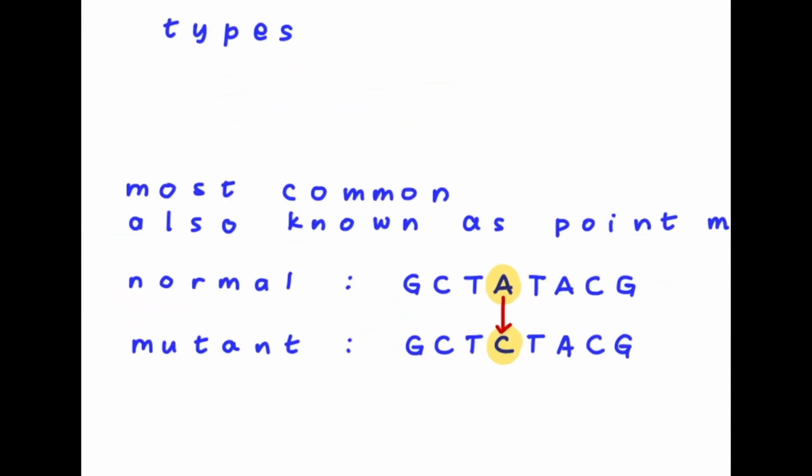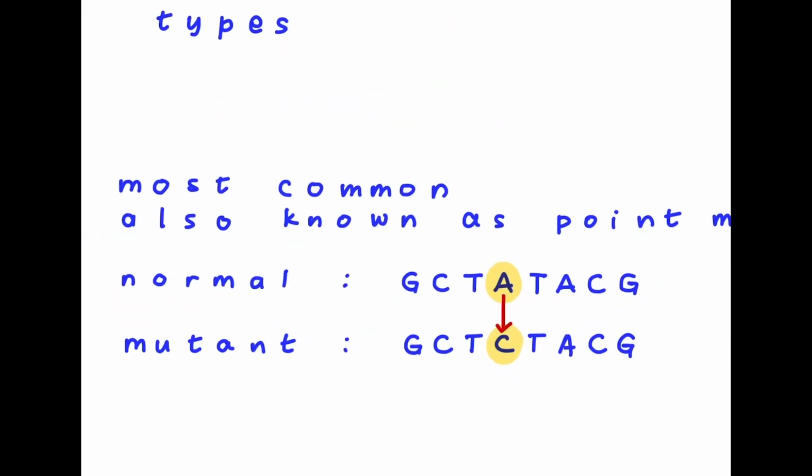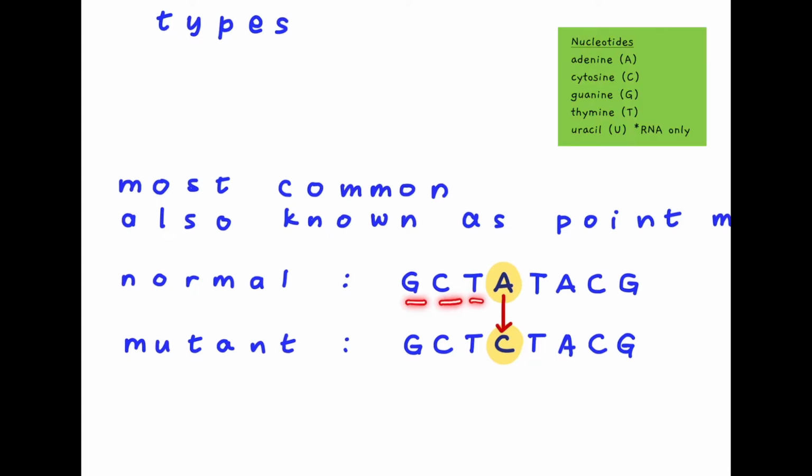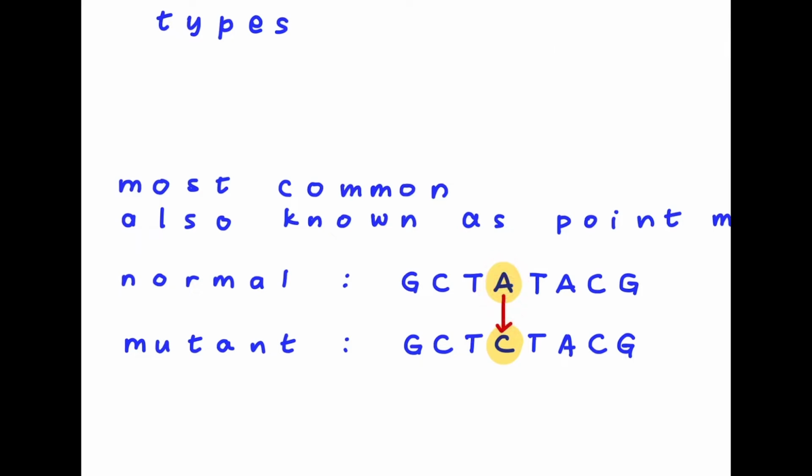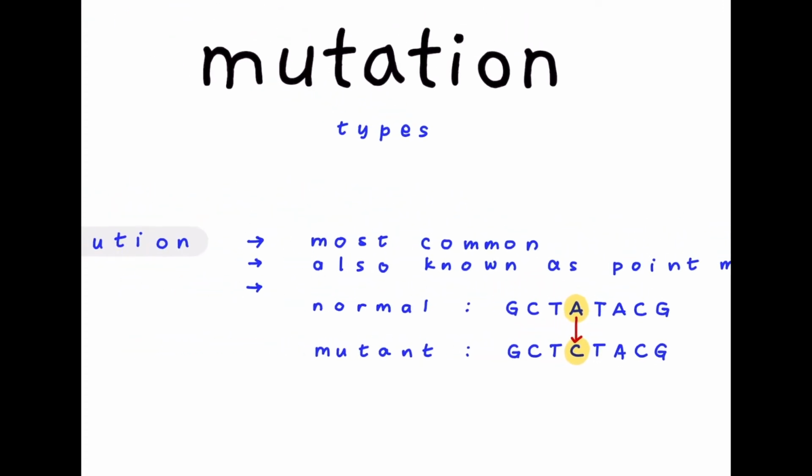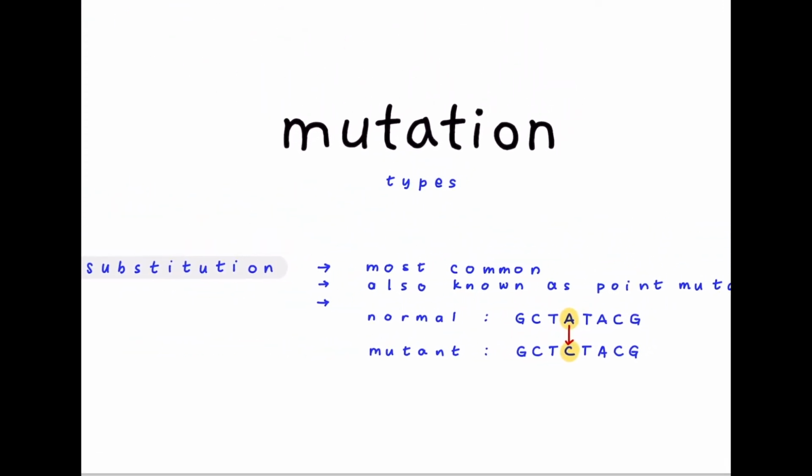For example, let us take this as our normal sequence of DNA for a certain protein, G, C, T, A, T, A, C, G. But if you would look at the mutant one, your letter A changed into C, or adenine into cytosine. And this one will cause or produce new proteins to be manufactured by your ribosomes, and that could affect different metabolic activities within the cell.